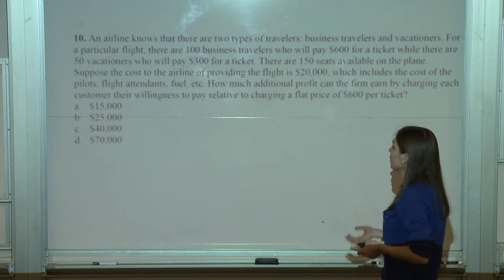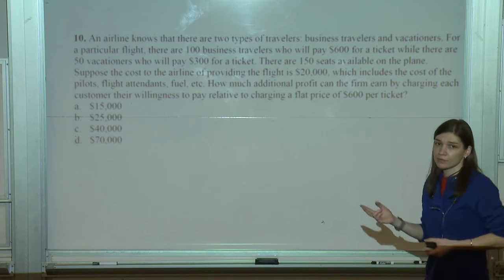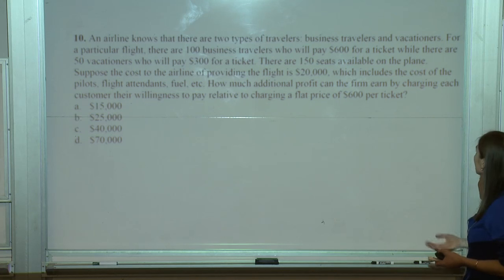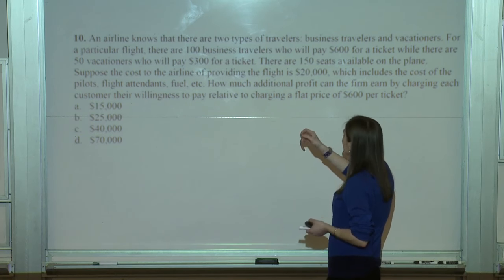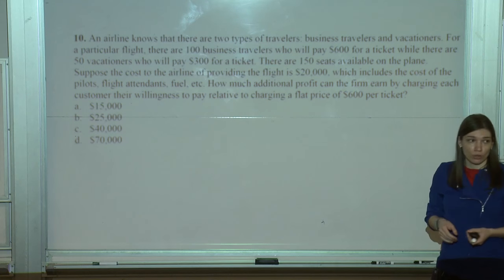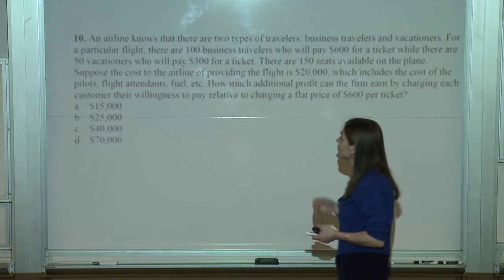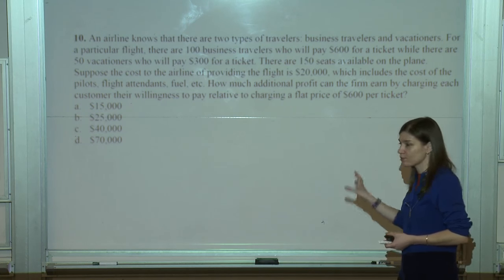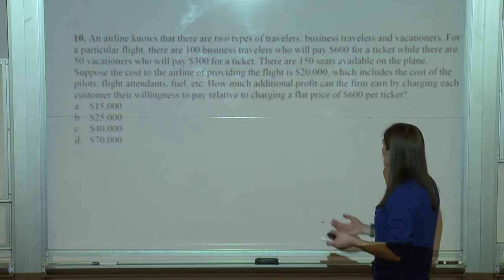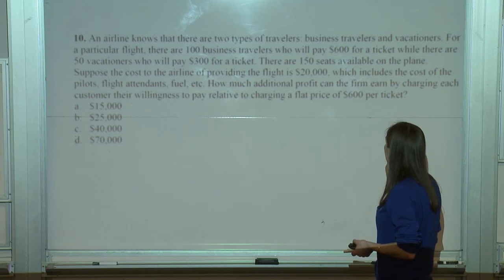Okay, so we have an airline. There are two types of travelers, business ones and vacationers. For a particular flight, there are 100 business travelers who would be willing to pay $600 per ticket, and there are 50 vacationers who will pay $300 for a ticket. Right, so willingness to pay. There are a total of 150 seats available on the plane.